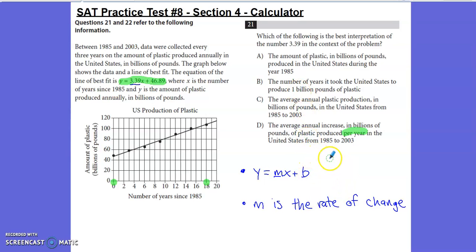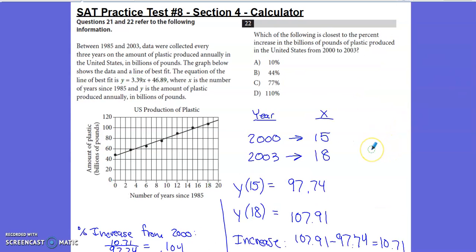Why is it option D? The average annual increase. So as we do a rise and a run, a rise and a run, a rise and a run, we're going up by about 3.39 billion pounds per year across the extent of this line. And that's why option D is going to be the correct option here.